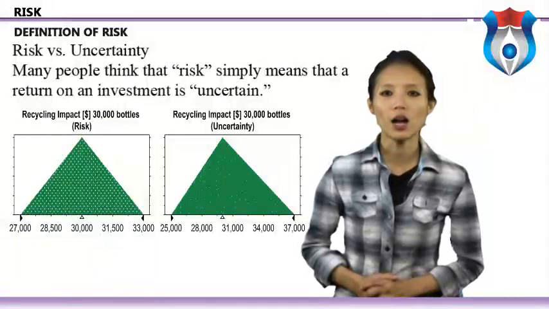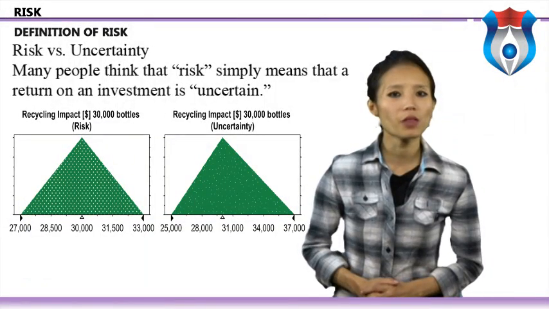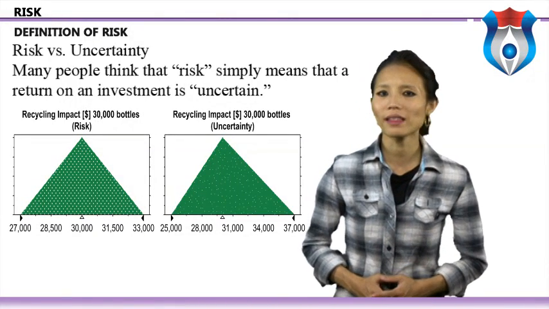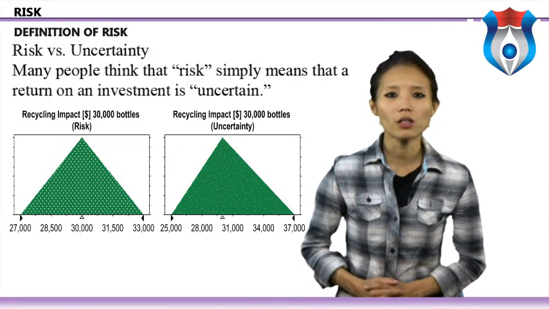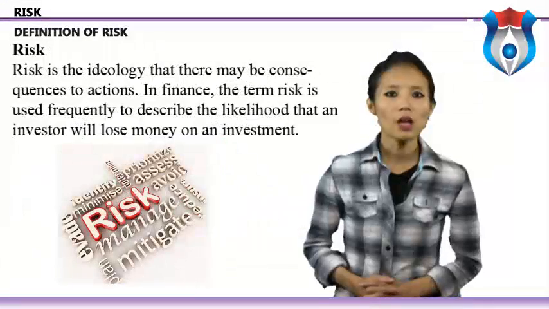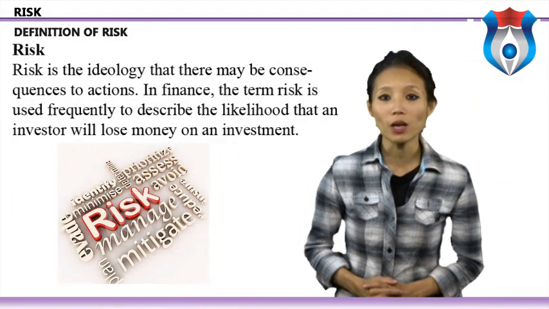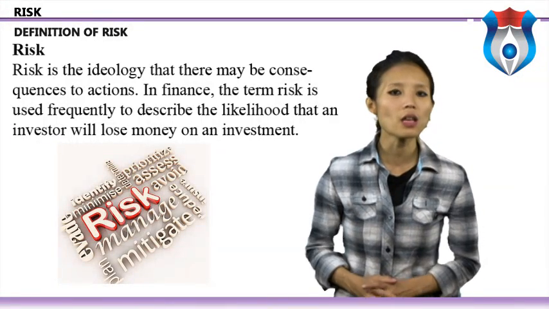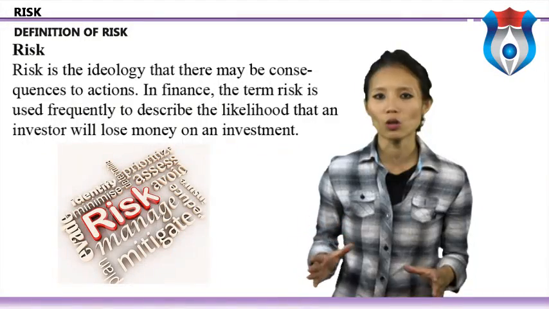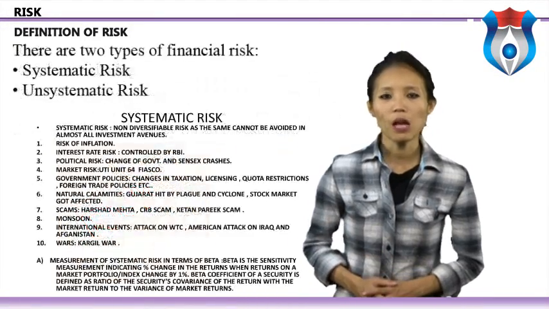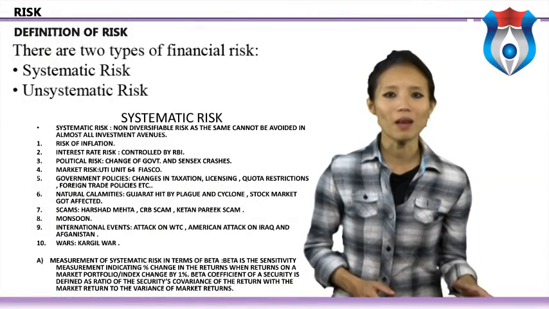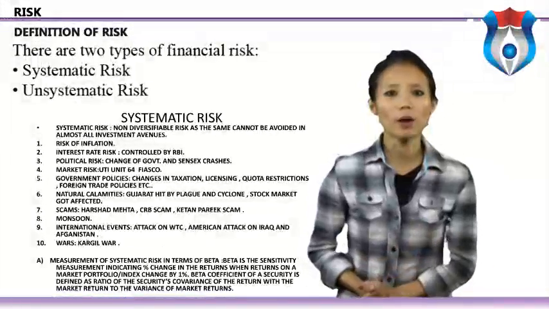Risk versus uncertainty. Many people think that risk simply means that the return on an investment is uncertain. While that is true, and the concept of risk and the concept of uncertainty are similar, they are entirely different concepts. Risk is the idea that there may be consequences to action. In finance, the term risk is used frequently to describe the likelihood that an investor will lose money on an investment. There are two types of financial risk: systematic risk and unsystematic risk. Now let us find out about them.